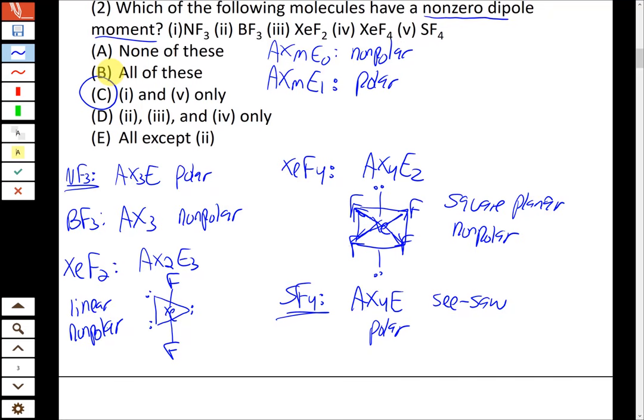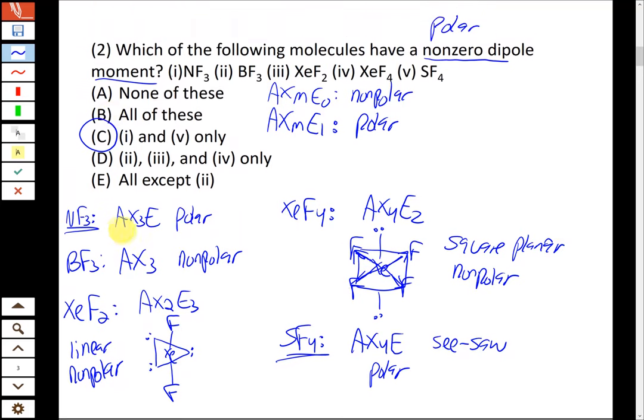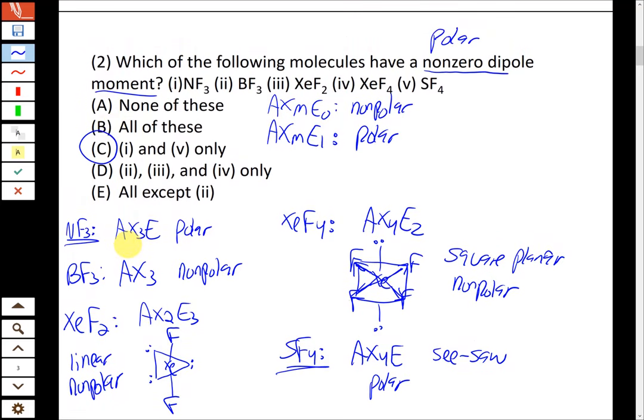Okay, so for these types of problems, you do have to be able to get at least the AXE notation, at least think a little bit about the shape, and that's going to then relate to whether it's polar or not. So there are some other obvious ones to look for. Like if you just have a diatomic that's the same atom, like O2, that of course is nonpolar, it's 2 of the same atom. But for a lot of these, and the ones in this problem, you have to also draw out the whole shape and consider it. So any questions on polarity, or this problem in particular?